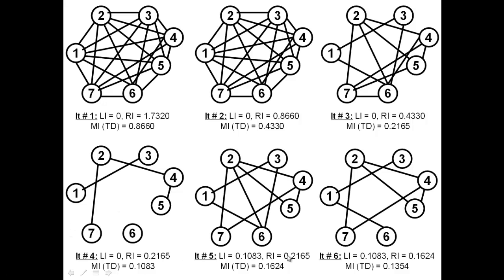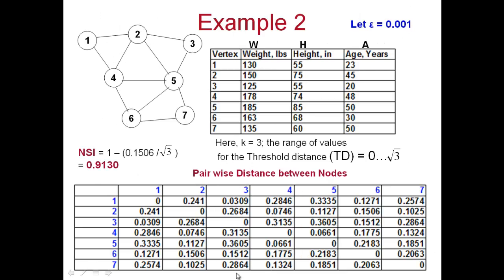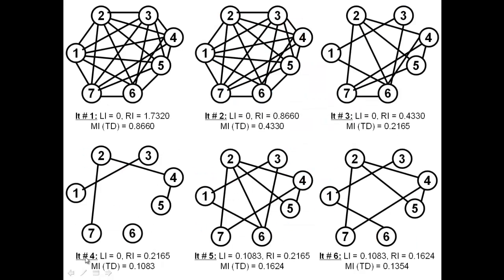So now using these two values, find the middle index, which is 0.1624, and check the node pairs. So this iteration graph was not connected, so we have to use this graph as a basis, and since the threshold distance 0.1624 is less than 0.2165, it's reasonable to use this graph as a basis and remove those edges whose node pairs have a distance that is greater than 0.1624.